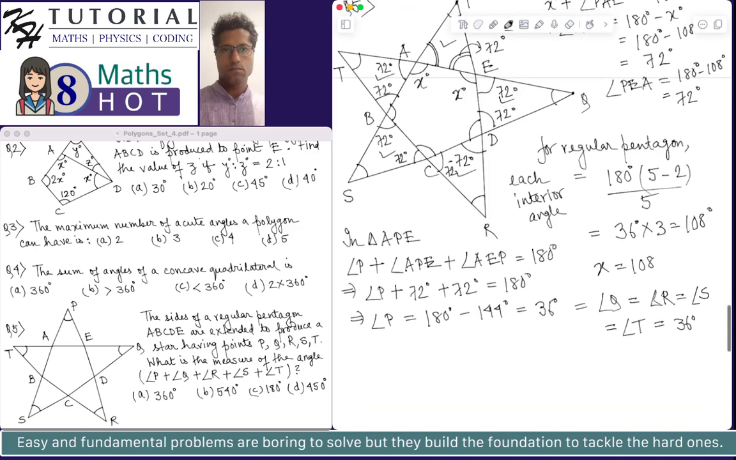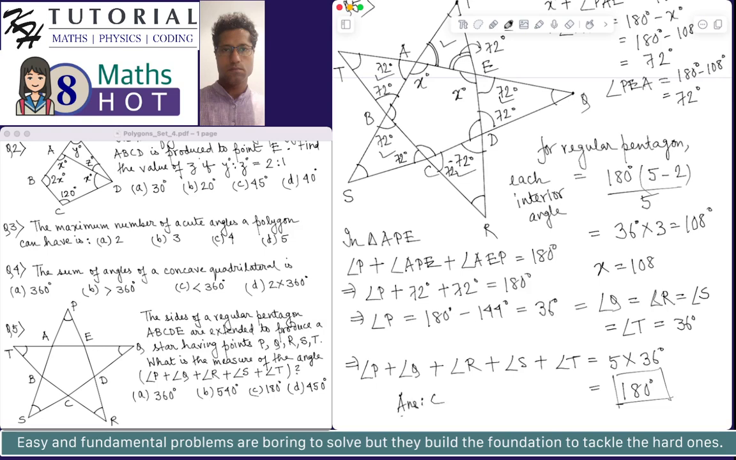We can now say that angle P plus angle Q plus angle R plus angle S plus angle T, since there are 5 corners, will be 5 into 36 degrees, which is equal to 180 degrees. So the correct choice is C.